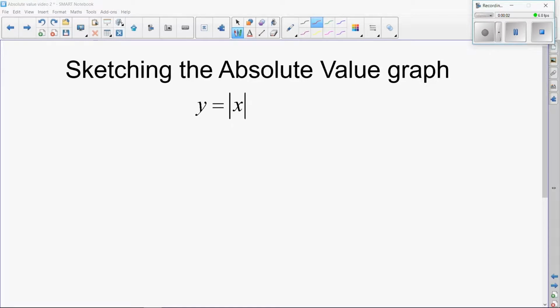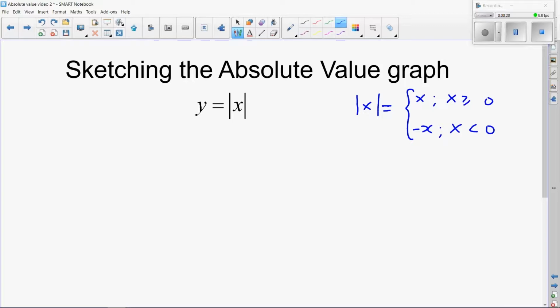Sketching the graph of y equals the absolute value of x. To sketch the graph, we're going to go back to the definition of what an absolute value is and use the definition to help us sketch this graph. So we know that the definition says that the absolute value of x equals positive x if x is greater than or equal to 0, and it equals negative x if x is less than 0.